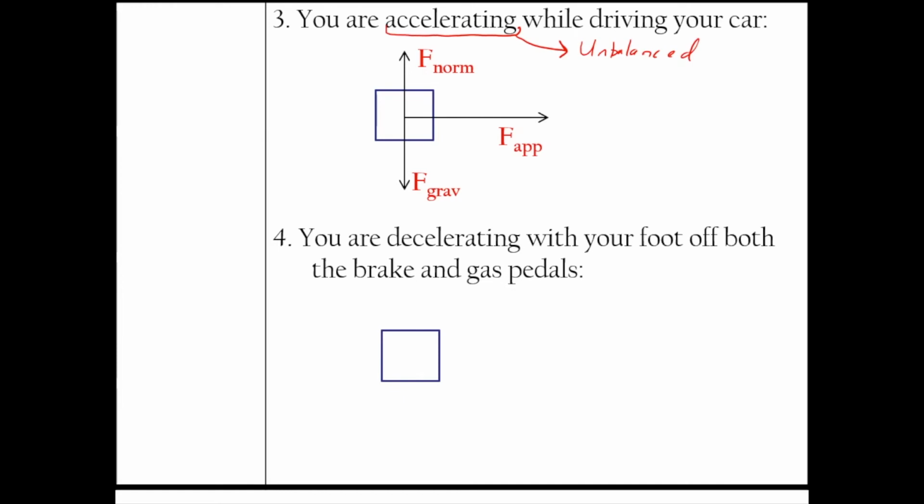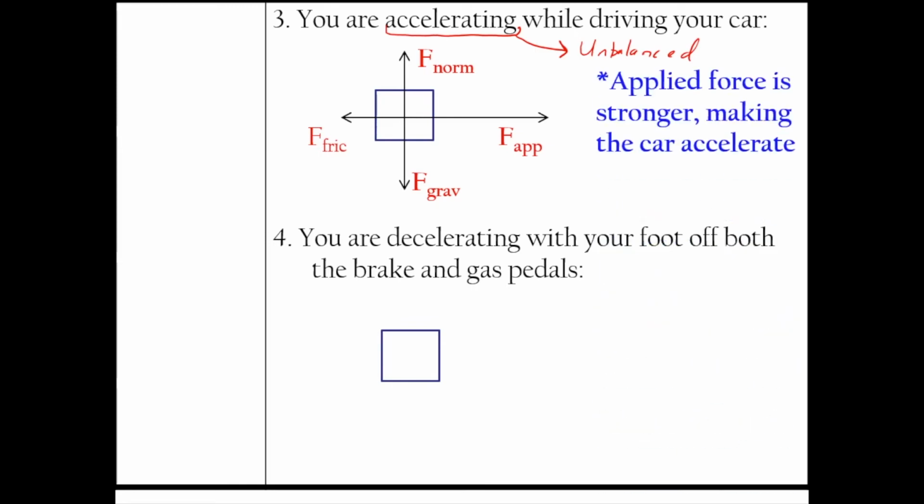Therefore, I'm going to have a big force applied to the right. Since my car is moving to the right, it means I have friction in the opposite direction. So I'm going to have a smaller force friction pointed to the left. It's very obvious that force applied and force friction are unbalanced because force applied is so much bigger than force friction here. Therefore, the applied force is stronger, which is what's making that car accelerate.